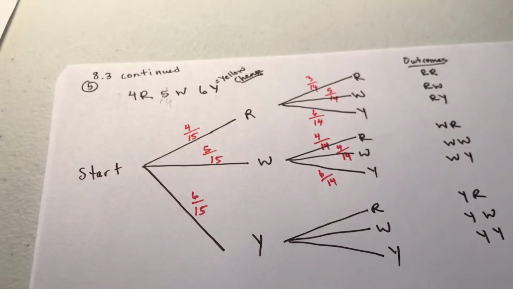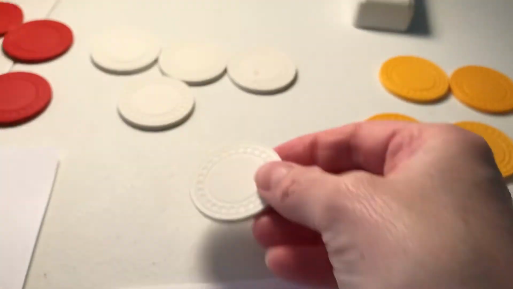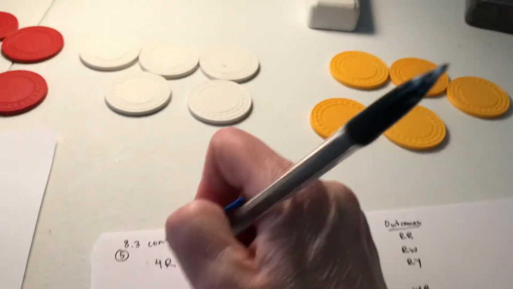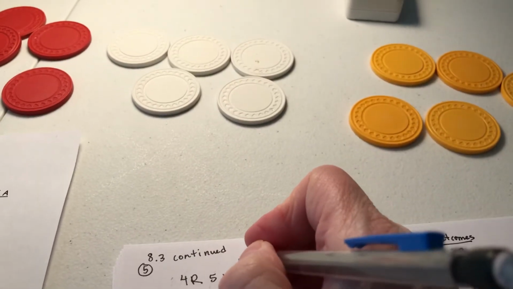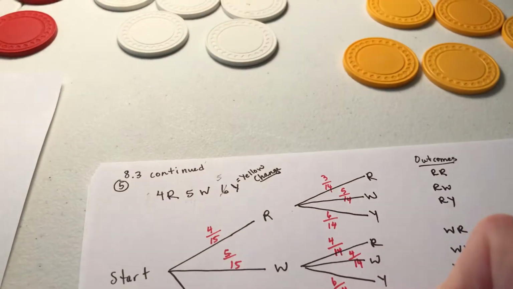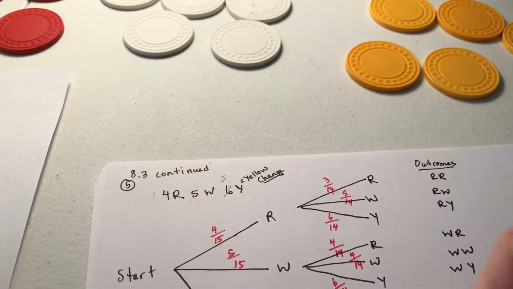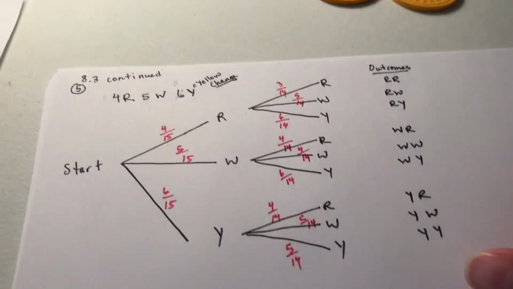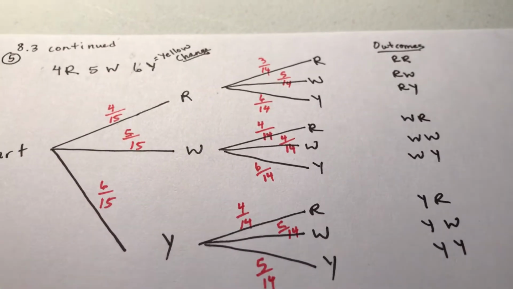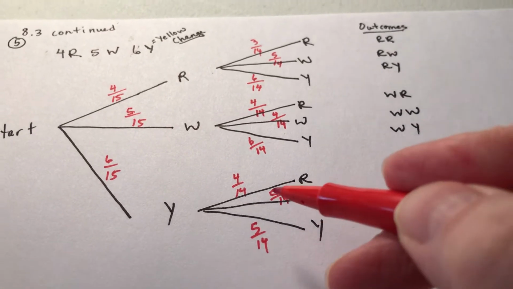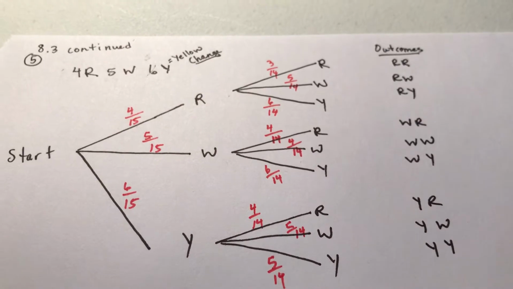Now the last branch, I take out a yellow. So I put this back in. I'm starting over. I'm going to pull out a yellow. This reduces by 1, so I've got 5 of those now. And you'll see that I have 4 out of 14 here, 5 out of 14, and 5 out of 14 here because I took yellow out. Beautiful tree. And you can always check these. 5 plus 5 is 10, 14 over 14, making sure that they give you 1 in each one.